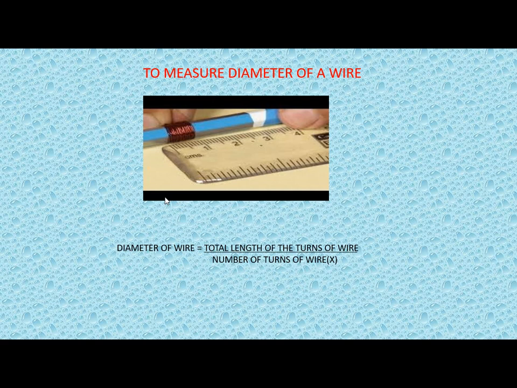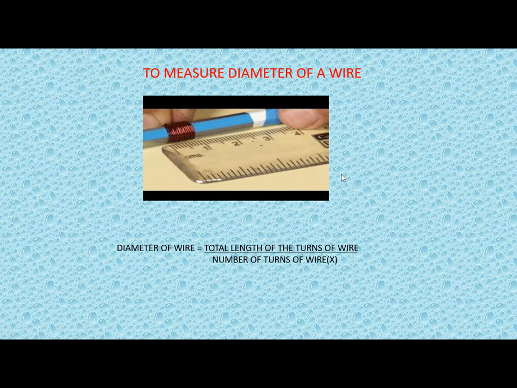Then here we have another experiment, that is how to measure the diameter of a wire. For this experiment we need three things: a wire, a pencil, and a scale. Now you must have seen a wire in your home. These wires are very thin, and it will be very difficult if anybody asks you to measure the diameter of a wire using a scale.